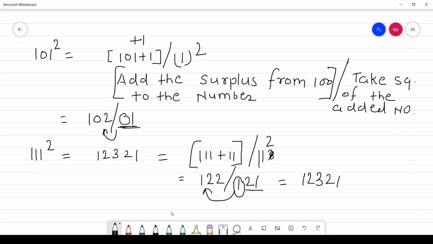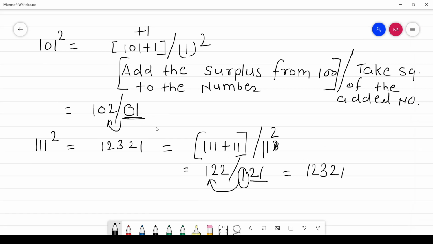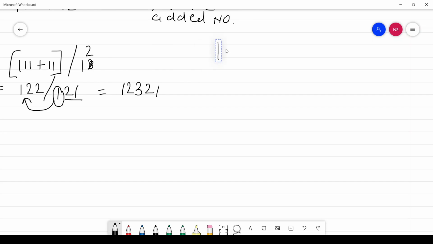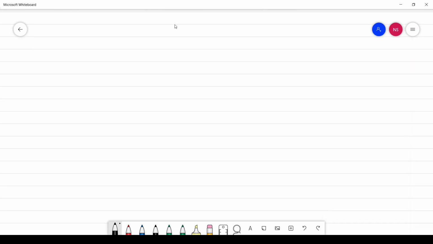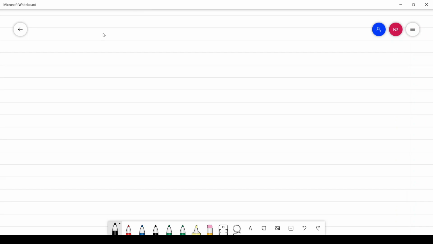Now we will see one example which is close to 100 but less than 100. The examples which we have seen as of now are all more than 100. We will take the example of 95. The number which is ending with 5 will have 25 as the last 2 digits in its square, and the remaining part will be 9 multiplied by the next number, 10. So here the answer will be 9025.